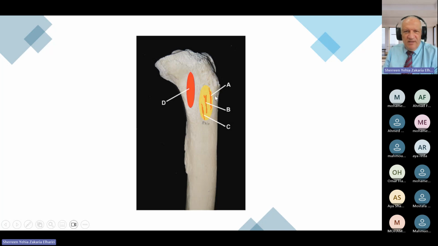Of course, this is important. ABC. What muscles are attached to it, what tendons are attached to ABC?